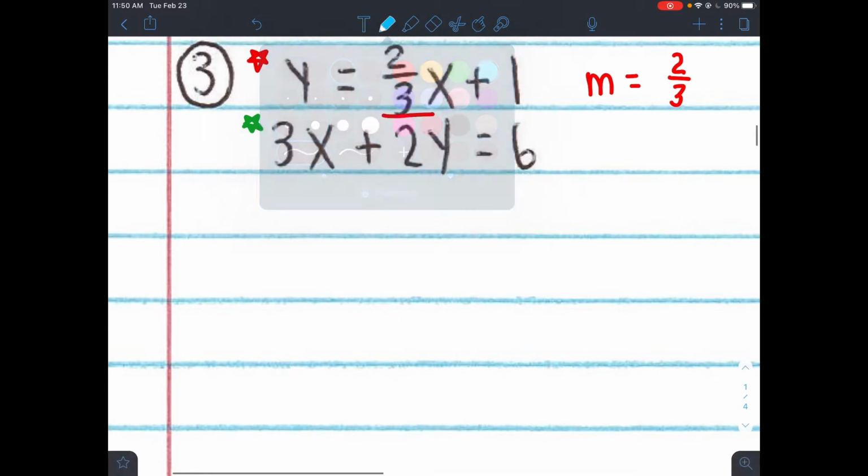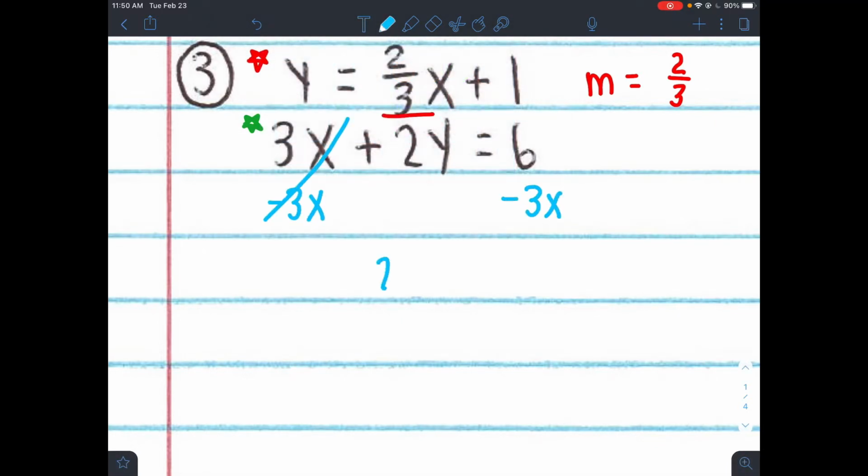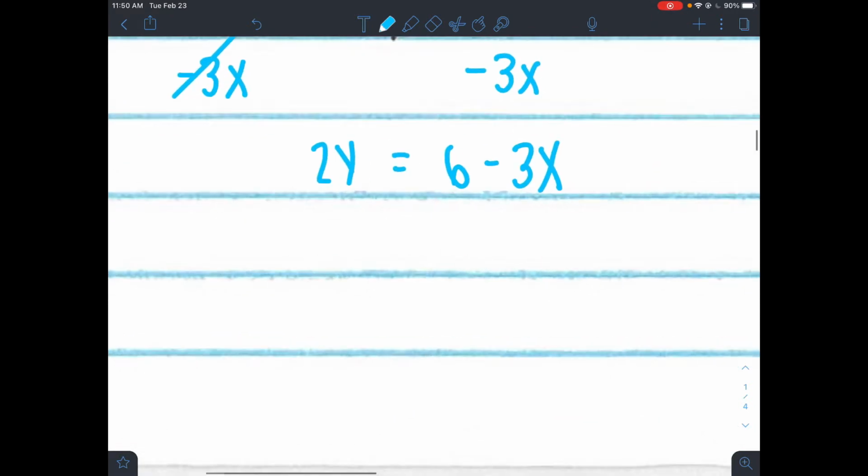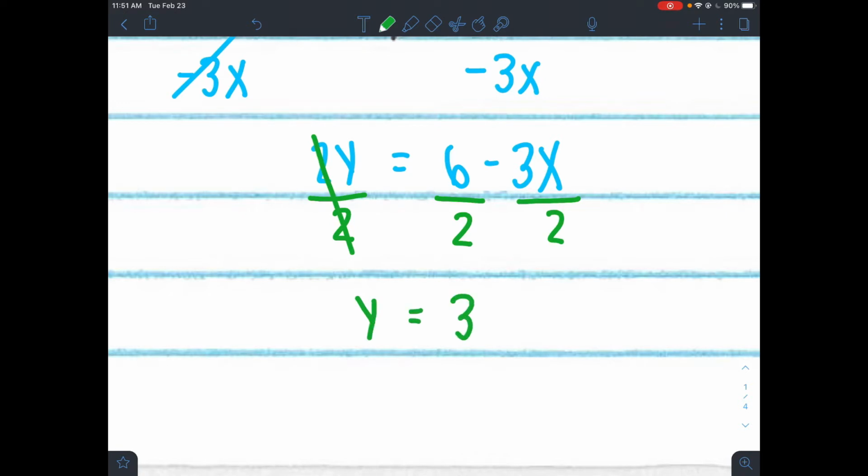Okay, the first thing we're going to do is subtract 3x from both sides. So we have 2y left over equals 6 minus 3x. And the next step here is you want to divide everything by 2. So divide by 2, divide by 2, divide by 2. 2 divided by 2 is 1, so we have 1y equals 6 divided by 2 is 3. And then negative 3 divided by positive 2 is just negative 3/2 x.